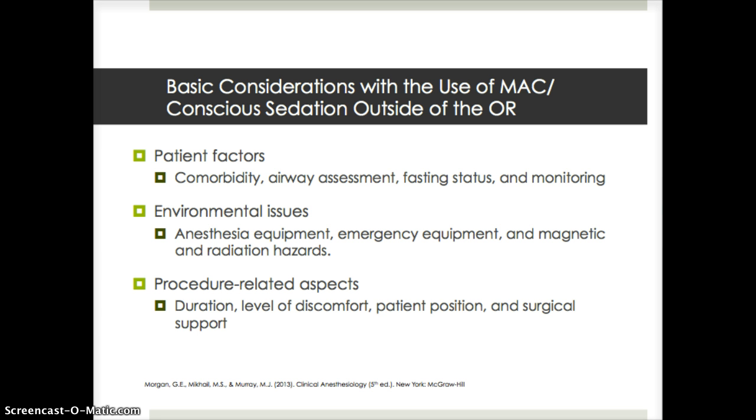Here are the basic principles and considerations for providing anesthesia in settings outside the OR, which are broadly classified into three categories. First is patient factors, such as the patient's associated comorbidities, airway assessment, fasting status, and monitoring. Secondly, environmental issues must also be considered, such as the availability of anesthesia and emergency equipment. Magnetic and radiation hazards must also be evaluated. And lastly, procedure-related aspects must be taken into account, such as the duration, level of discomfort, patient position, and surgical support.